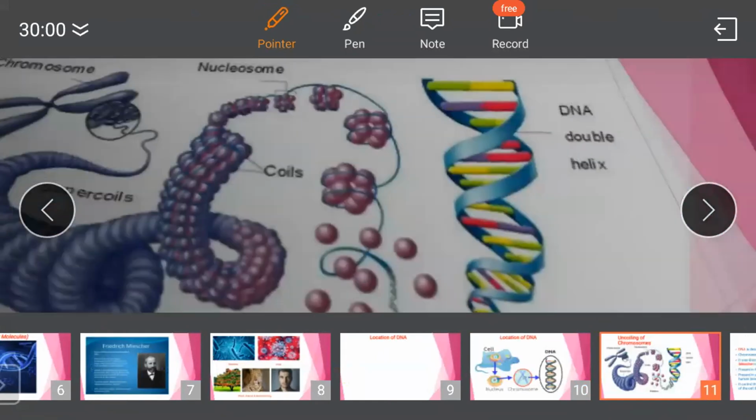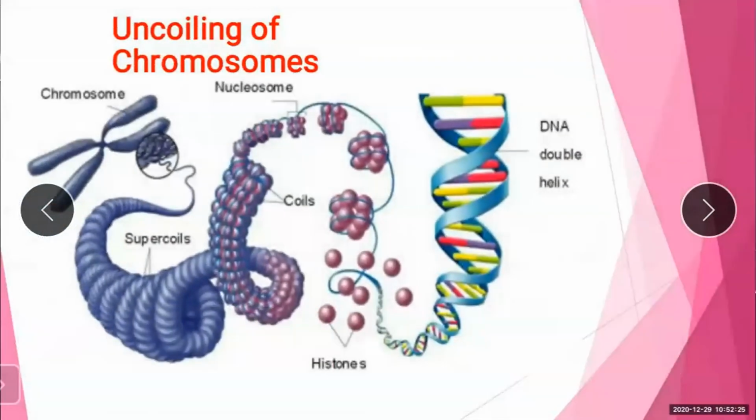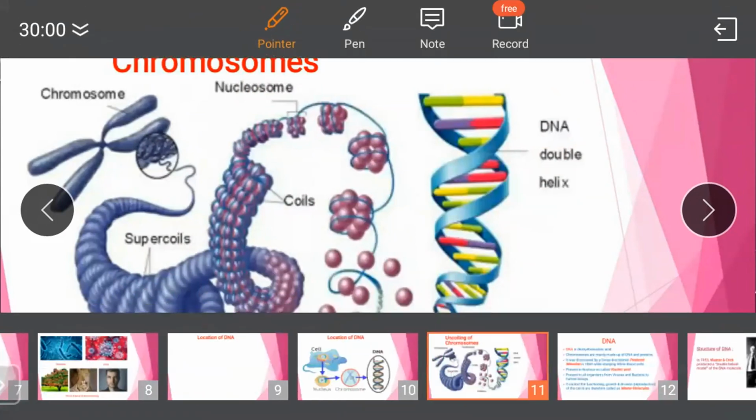In our previous slide, we saw that these chromosomes are in the double helix form. But when the uncoiling of chromosomes is done, see here, we can see the supercoils. And these supercoils have coils, then nucleosomes, and in the nucleosomes these red balls are called histones, which are responsible for this DNA structure. This is all about chromosomes.